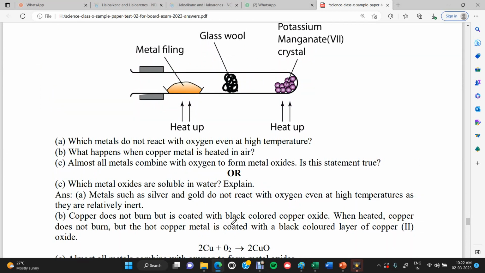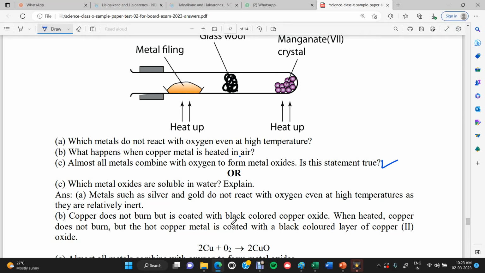Which metals do not react with oxygen even at higher temperature? What happens when copper metal is heated in air? Almost all metals combine with oxygen to form metal oxides. Is this statement true? This is true only. Almost all metals combine with oxygen. Which metal oxides are soluble in water? Okay. So which metals do not react with oxygen even at higher temperature?